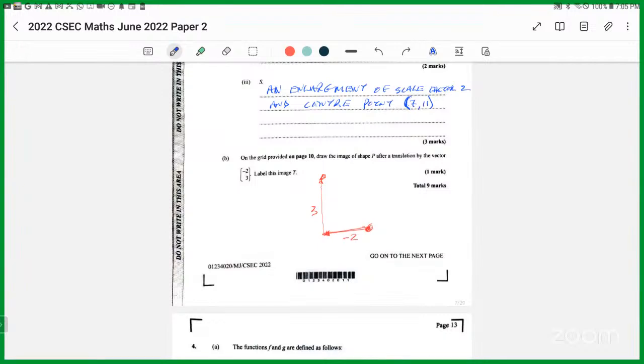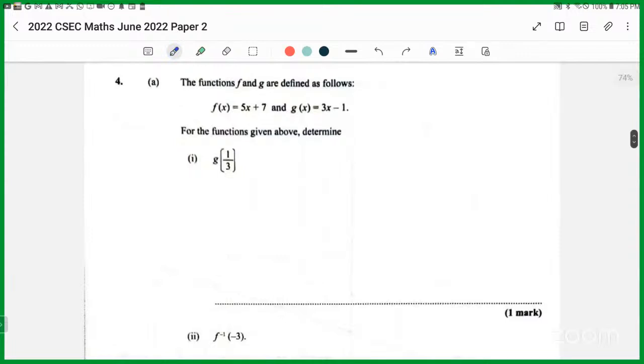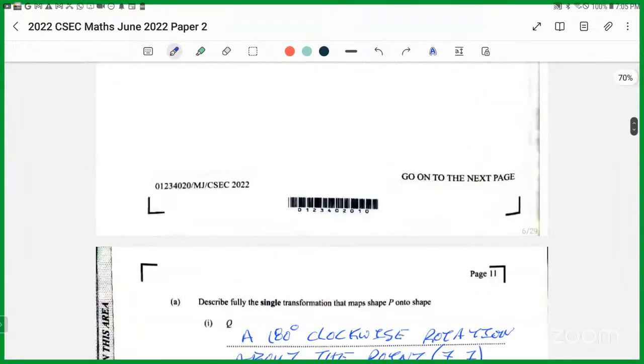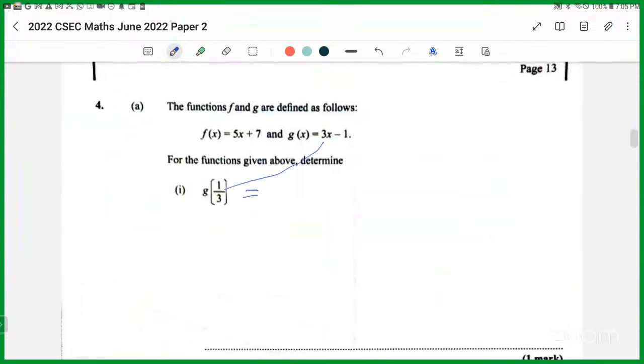All right, so number 3 now. Number 3 is a function question, as you can see. It has two linear functions, f and g. The first part wants us to find g of a third. We're going to put a third in the g function right here. It's as simple as that. So this becomes 3 times a third minus 1. But 3 times a third is 1, minus 1. That works out to be 0.